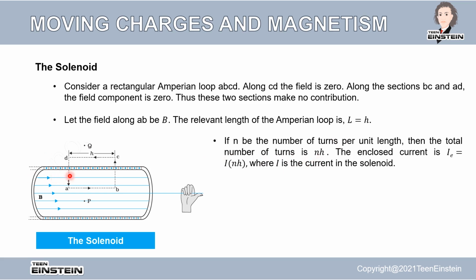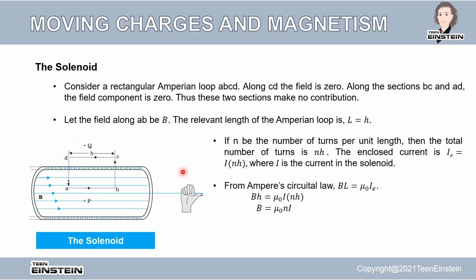If n is the number of coils per unit length, then how many coils will there be in h length? It will be n multiplied by h. The enclosed current is Ie equal to I n h. I is the current flowing through each loop. So what is the total current flowing here? I multiplied by n into h, because nh is the number of turns in this area, and I is the current inside every loop. So Inh is the overall current in this area.